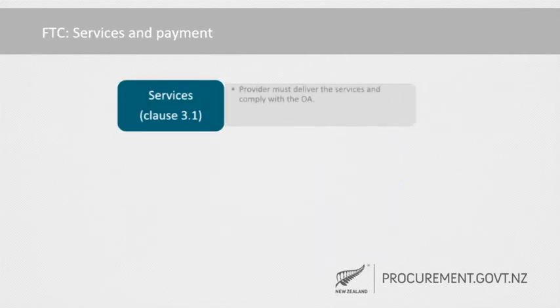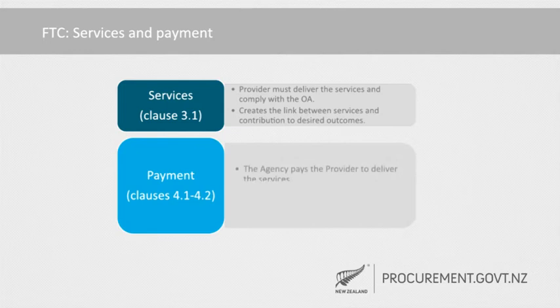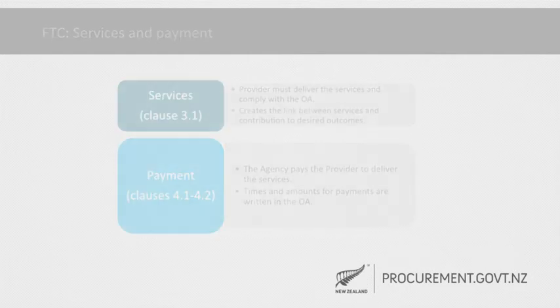The services section requires the providers to perform the services as described in the outcome agreement and, importantly, creates the link between the provision of services and a contribution to desired population or community outcomes recorded in the outcome agreement. That link is really important in establishing whether the services are effective at contributing to those outcomes. Under payment, the agency will pay the provider to deliver the services. The times and amounts for payment are agreed and written into the outcome agreement.